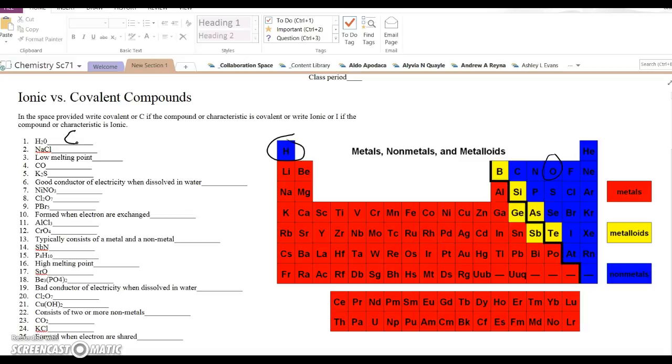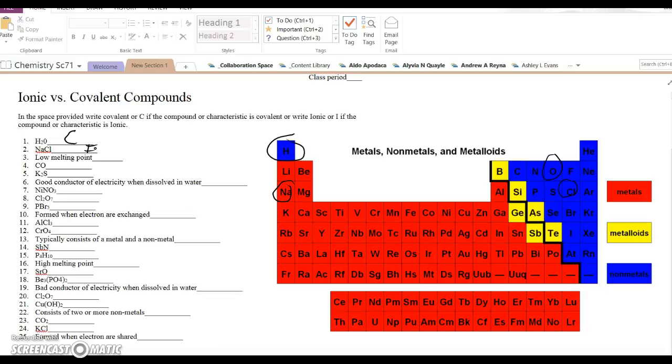If I look at sodium chloride, I have sodium over here and chlorine over here. We have a metal and a nonmetal, which makes this ionic.